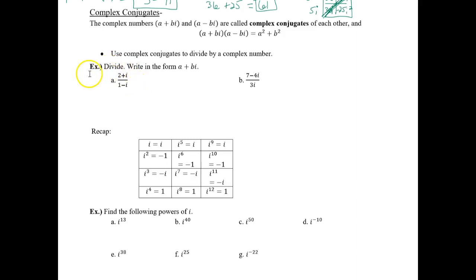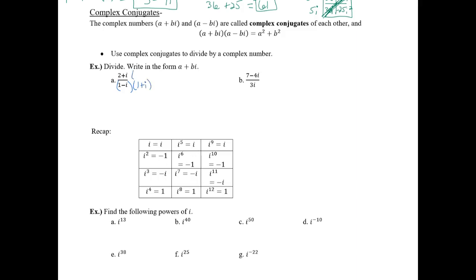For example, it says divide, in the form A plus BI. Even though it says divide, and that's kind of misleading, we actually are trying to get rid of the I in the denominator. Essentially rationalizing like we did with the radicals, but now with I. So to get rid of that I in the denominator, we're going to multiply by its conjugate. The conjugate of 1 minus I would be 1 plus I.